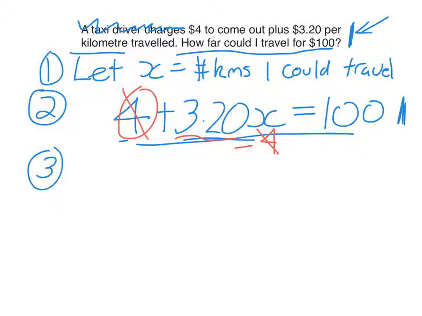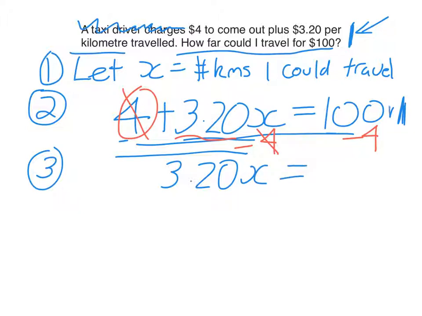But what I do to one side of the equation, I have to do to the other. So I've got to subtract 4 here as well. You can do whatever you want to one side of the equation, as long as you do the same to the other side. So on the left-hand side of the equation, I'm just left with 3.20 times x equals, so 100 minus 4 is just 96.